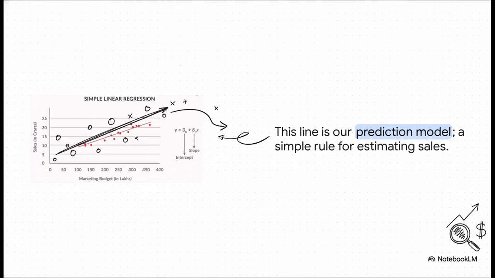And voila, here's what we're trying to do. We take that cloud of data points and draw a line right through it. Suddenly, we have a model. It's simple, yeah? But it's also incredibly powerful. Because now, this line isn't just a summary of the past, it's our rule for the future. We can pick any marketing budget we want, find it on the bottom, go up to the line, and boom, get a pretty solid guess at what our sales are going to be.